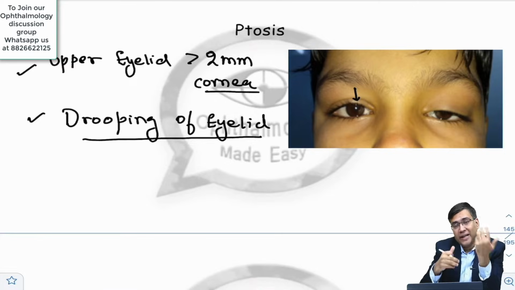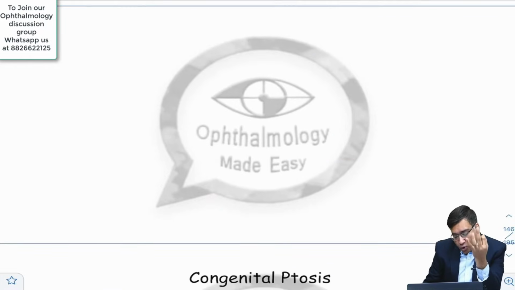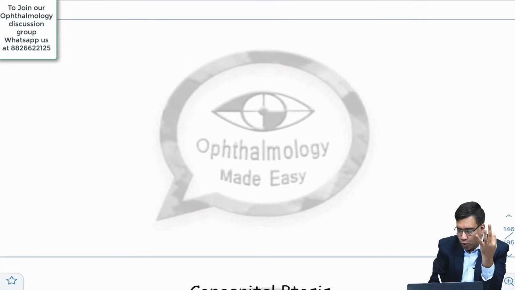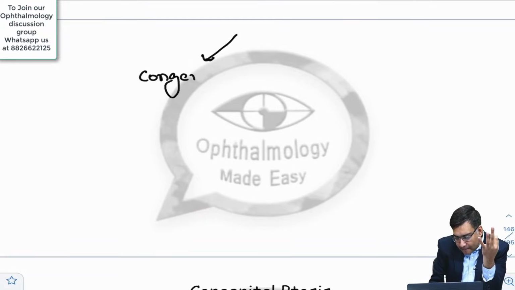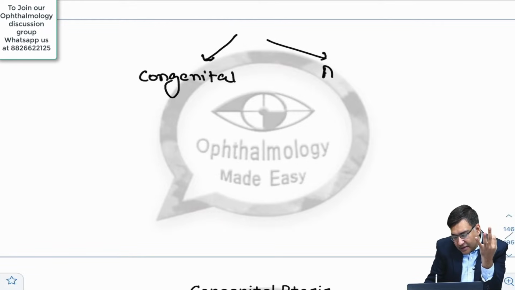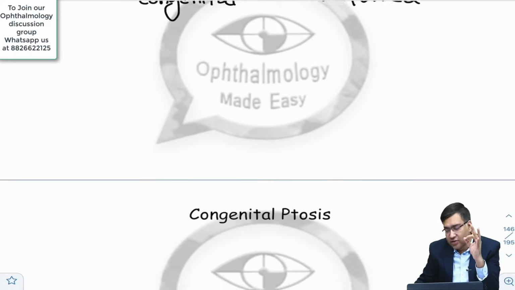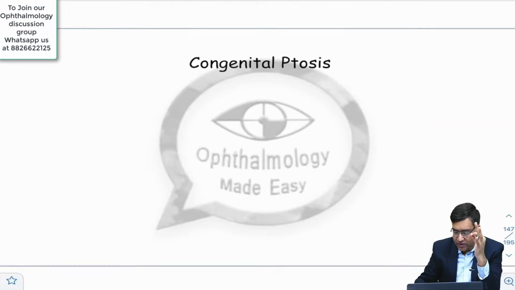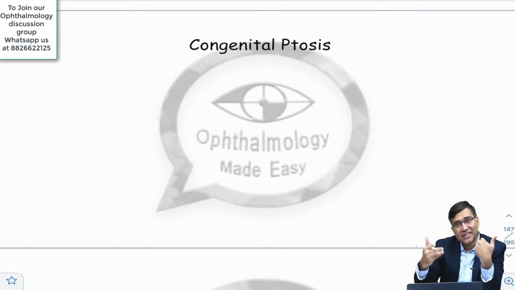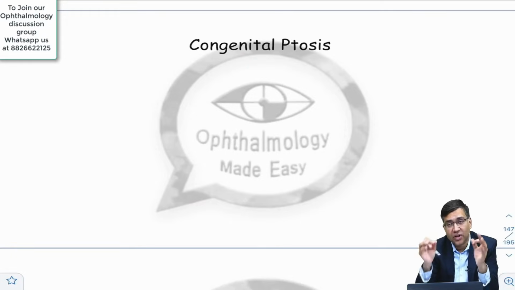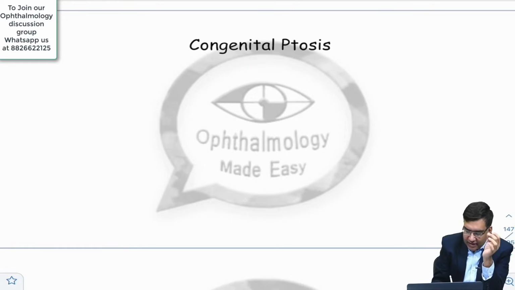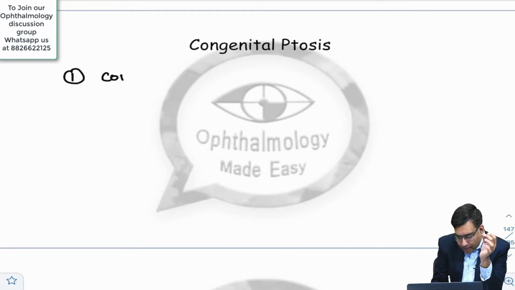Now how many types of ptosis are there? Ptosis can be basically classified into two types: the congenital one and the acquired one. Let's see what are the various causes of the congenital ptosis. So first and the most common type of congenital ptosis is the congenital simple ptosis.